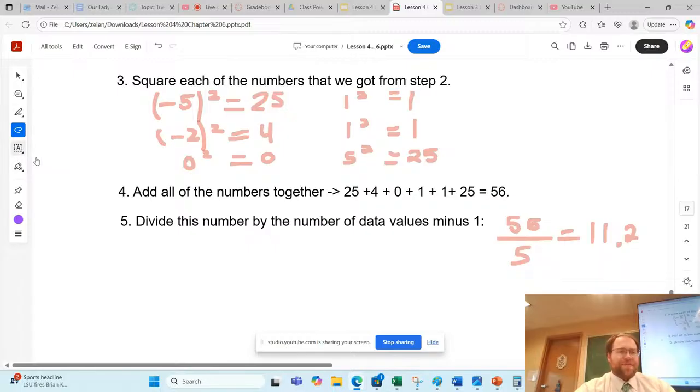And then the last step after doing all that: take the square root.